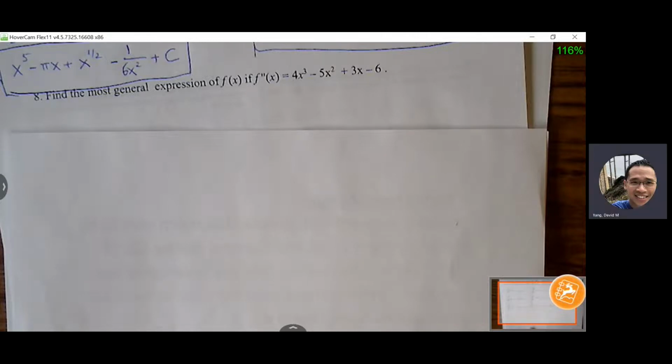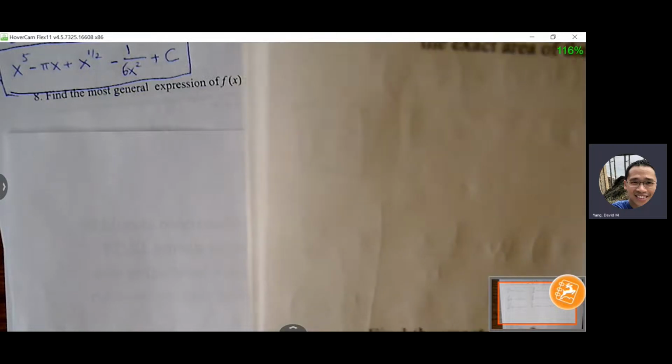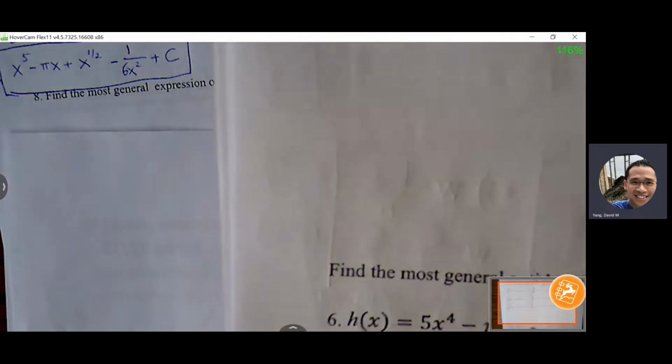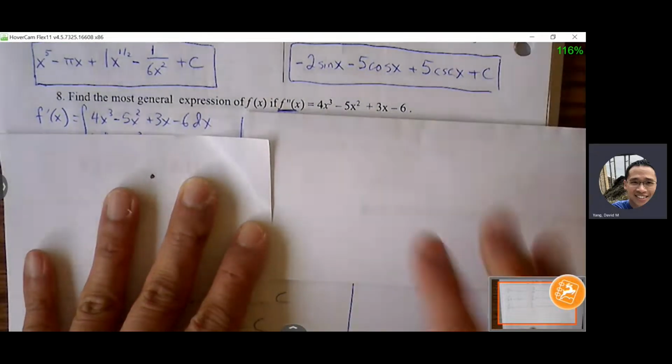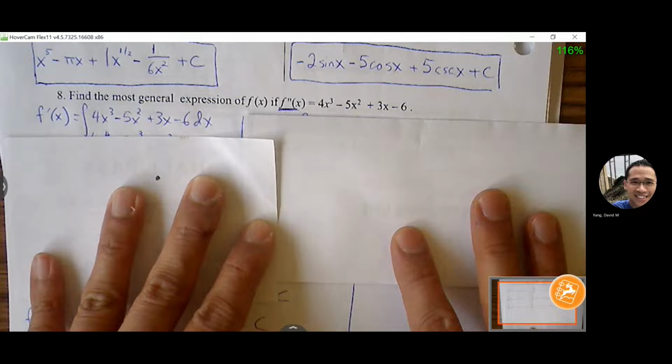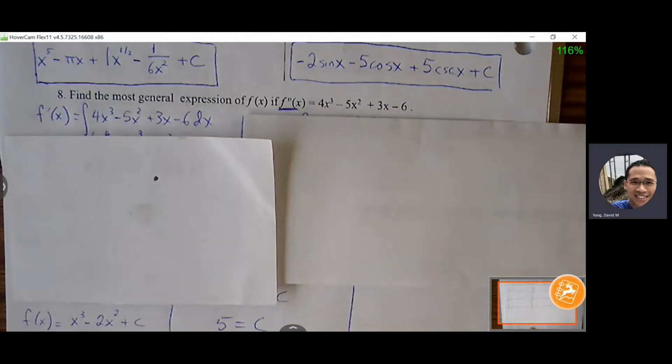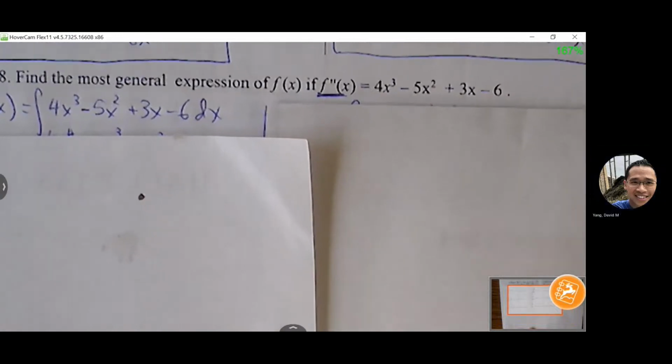Okay. Number 8, I'm just going to start by indicating what I'm going to do. If I take the antiderivative, it'll bring me up to F prime. And as soon as I produce that notation, I can apply that calculus step.